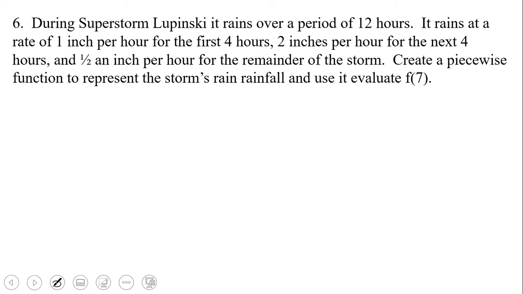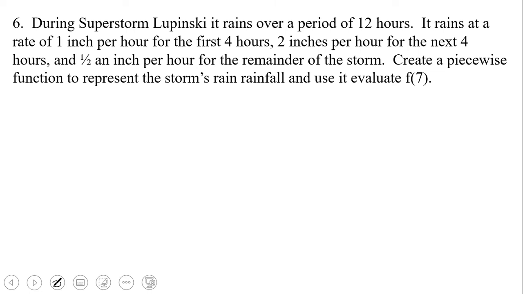Finally, a couple of applications of these piecewise functions. So take a look at number 6 here. During Superstorm Lupinski, it rains over a period of 12 hours. It rains at 1 inch per hour for the first 4 hours, 2 inches per hour for the next 4, 1/2 inch per hour for the remainder of the storm. Create a piecewise function to represent the storm's rainfall and use it to evaluate f of 7.